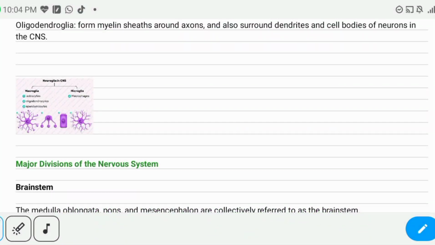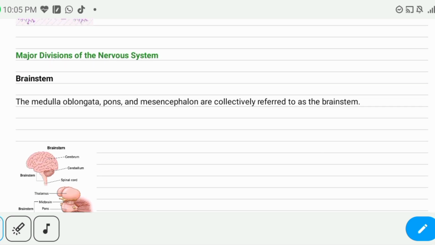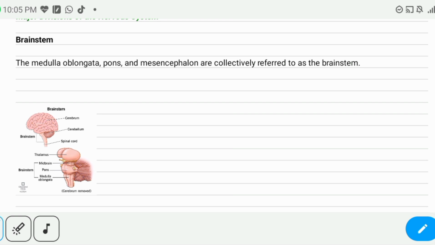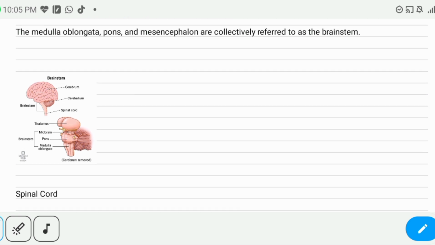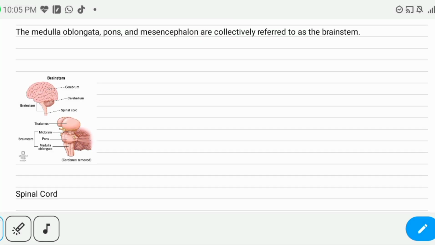You get it. So we should talk about the major divisions of the nervous system and see the brainstem. Part of the brainstem is the medulla oblongata, the pons, the mesencephalon, and let's see the structure. You can see if you remove the cerebrum, we have the midbrain, the pons, and the medulla oblongata, which form the brainstem.